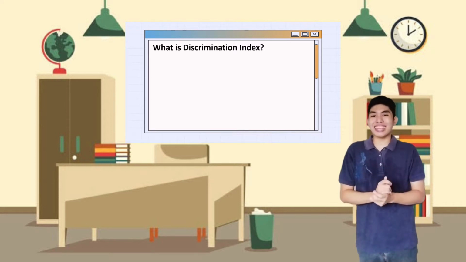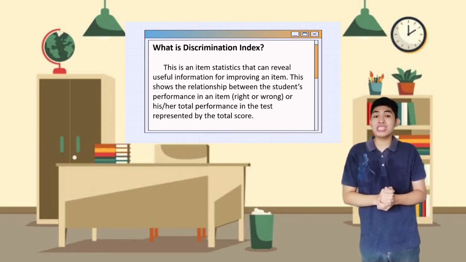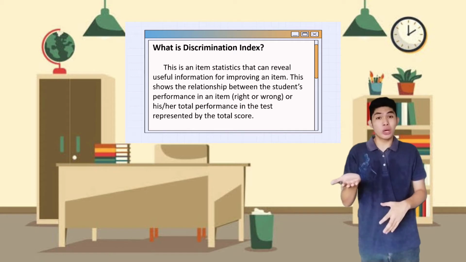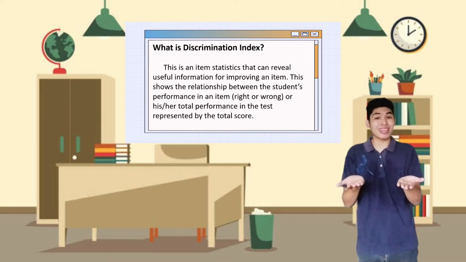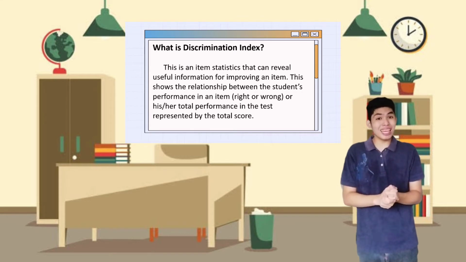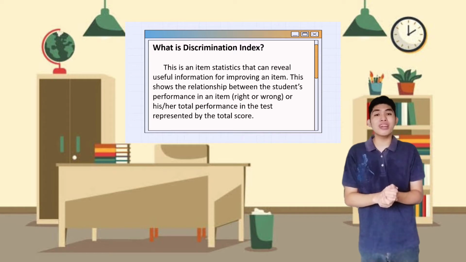That's right, student E. A discrimination index is an item statistic that can reveal useful information for improving an item. It shows the relationship between the student's performance in an item, right or wrong, and his or her total performance in the task represented by the total score. Meaning, the discrimination index is a basic measure of the validity of an item.